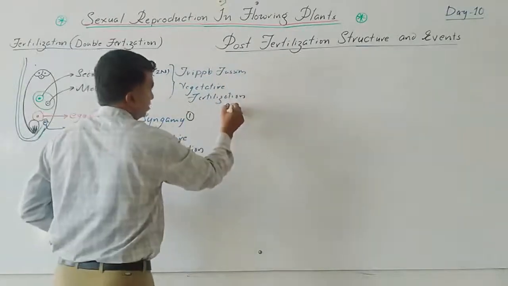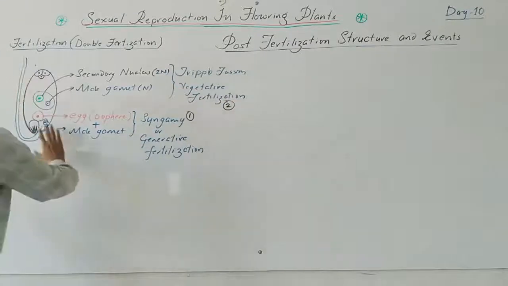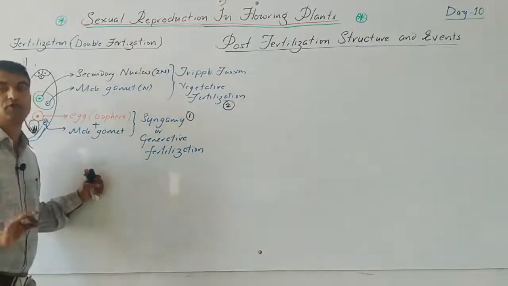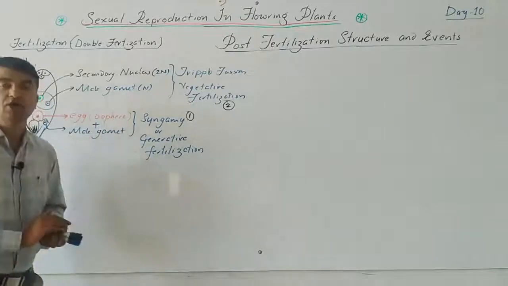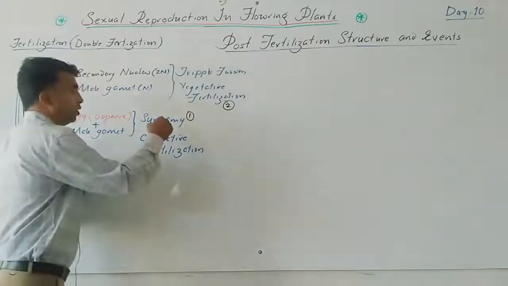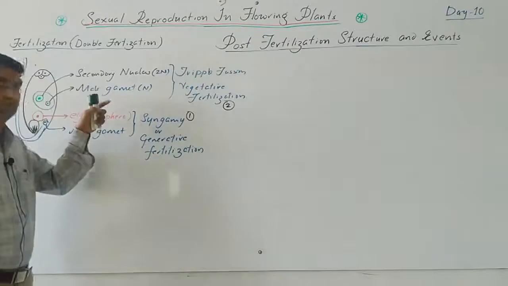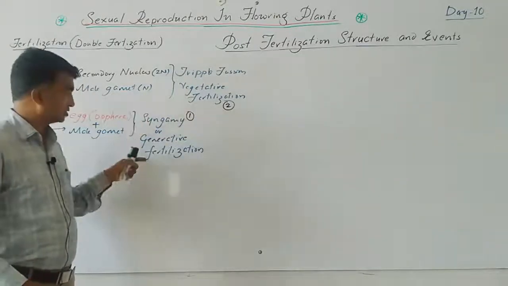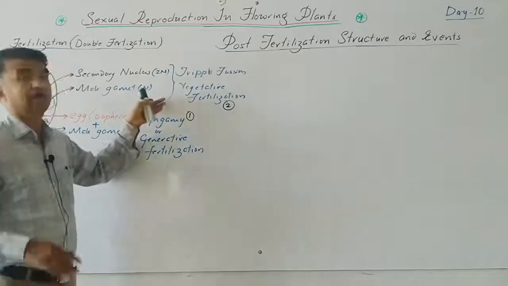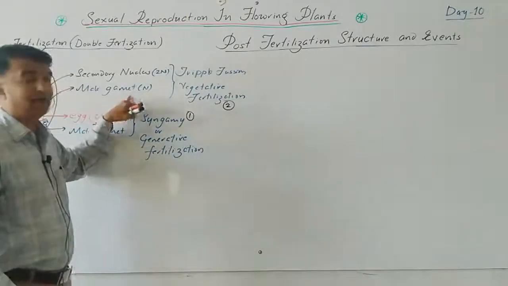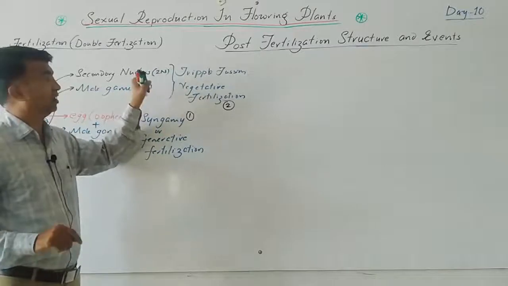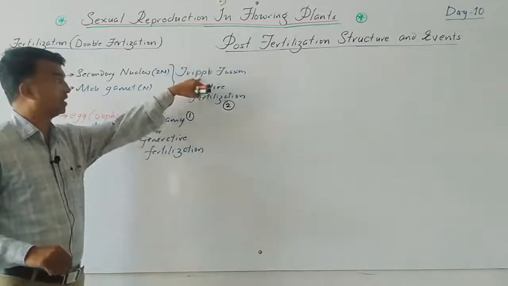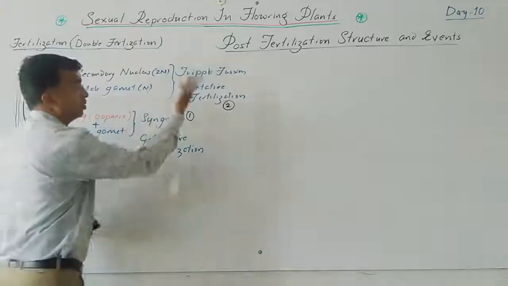Both events take place inside the embryo sac. That's why double fertilization is a unique phenomenon seen only in the angiosperms, which includes two events. One is syngamy, where the male gamete fuses with the egg, or oosphere, also called generative fertilization. In the other event, the male gamete fuses with the secondary nucleus, or polar nuclei, forming a triploid structure. That is called triple fusion.